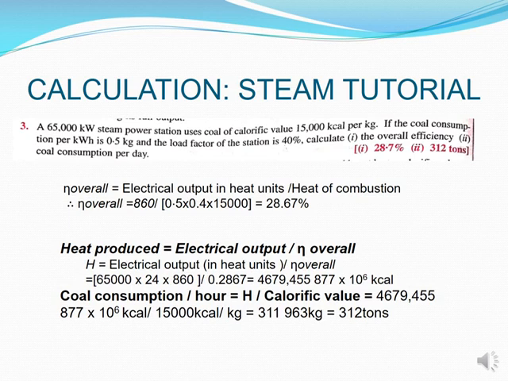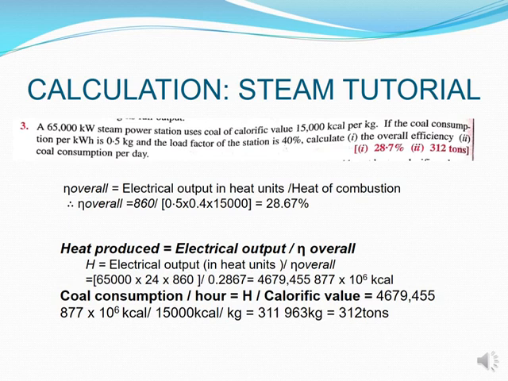So when I go into the next line, I've now swapped around my formula so that I make overall efficiency the subject of the formula, so that I can end up with the 360 over my 0.5 times 0.4 times the 15,000, and that will give me my 28.67%.